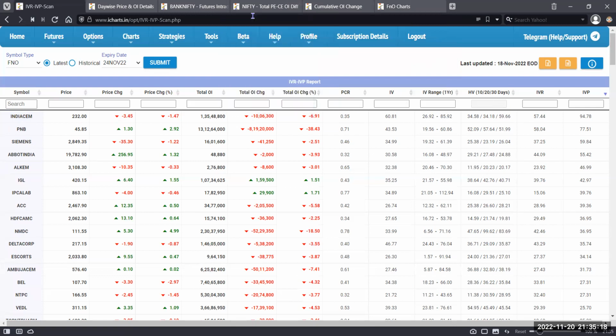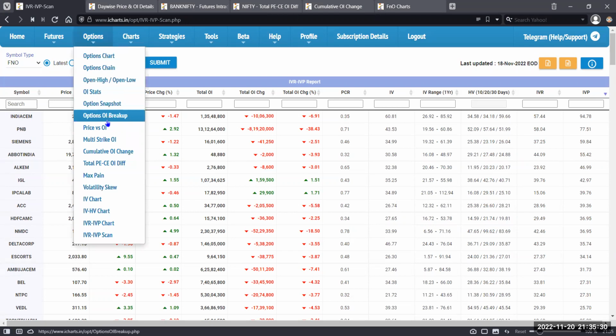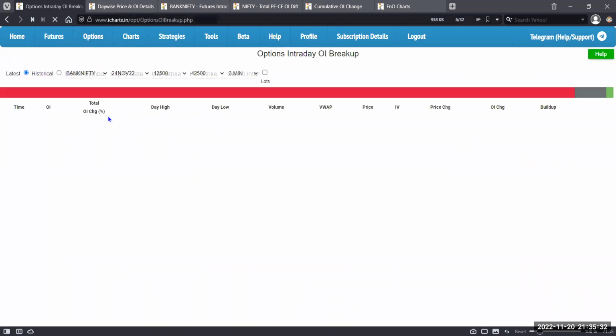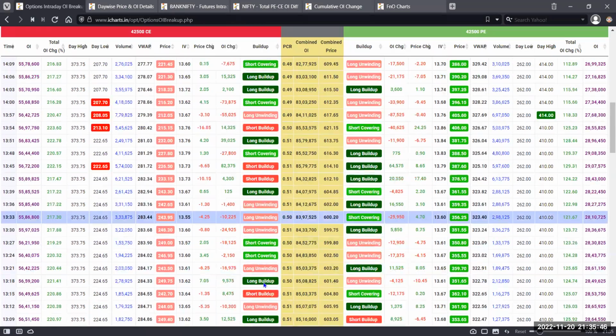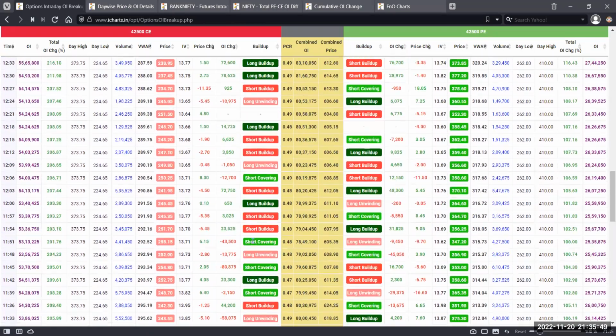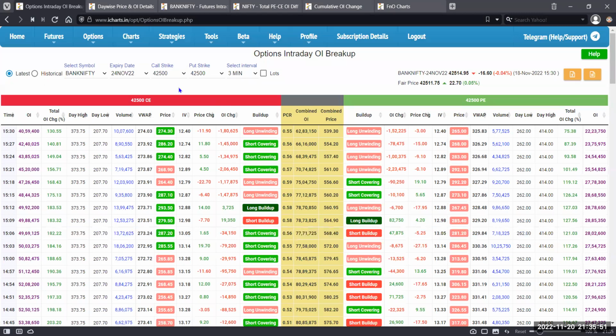How to identify shifting of OI from one strike to another? Abhishek ji, you'll have to track the options OI breakup and select the strikes you're trading over here. That is one way of doing it. Here itself, you will know whether OI is going out from here. That is one way if you already have strikes in mind.